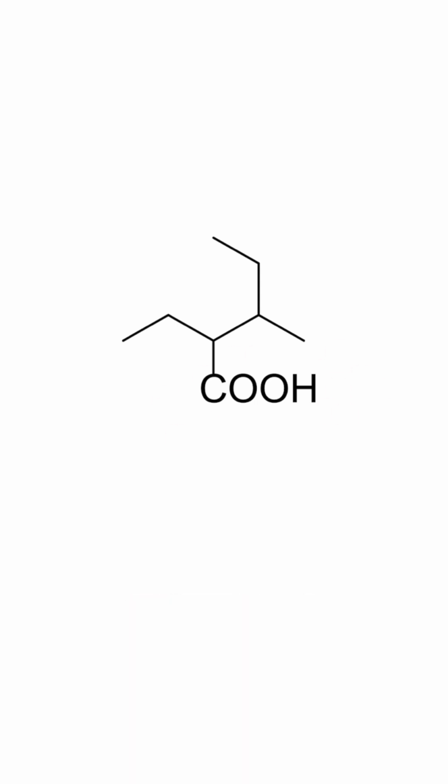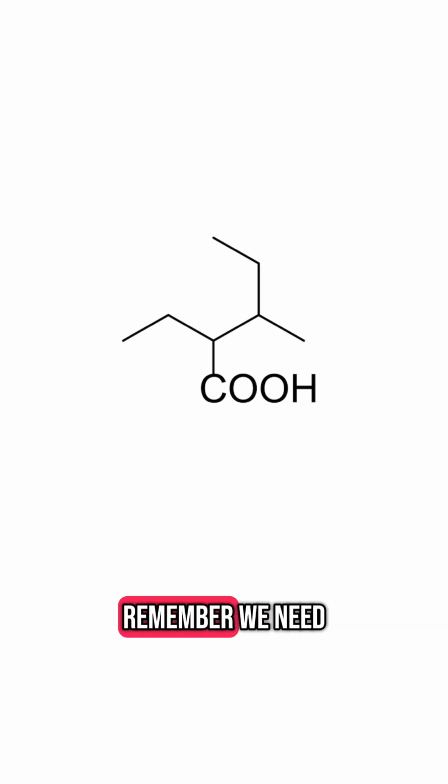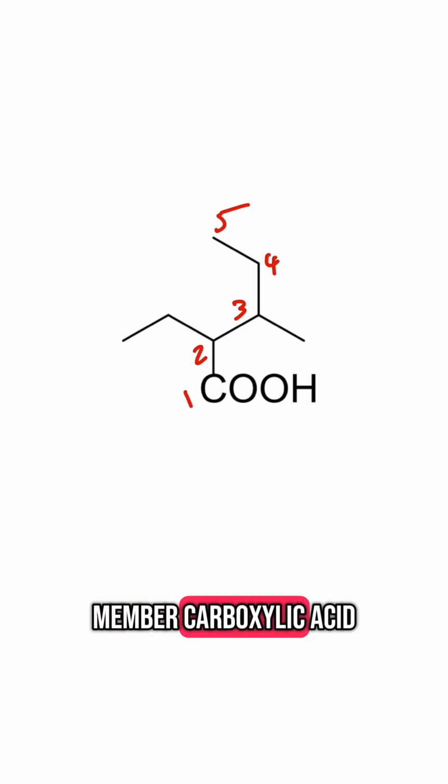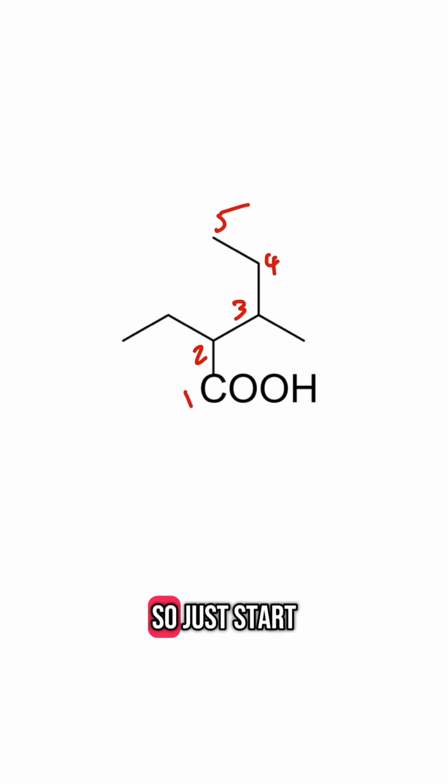So let's start. Let's number that. And remember, we need to number these in a way that the functional group has the lowest number possible. So this would be 1, and then 2. Then we've got to find the longest chain. It would be 3, 4, and 5. That means we have a 5-membered carboxylic acid.